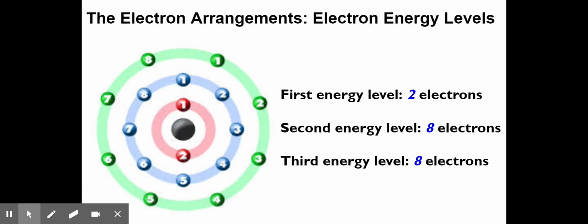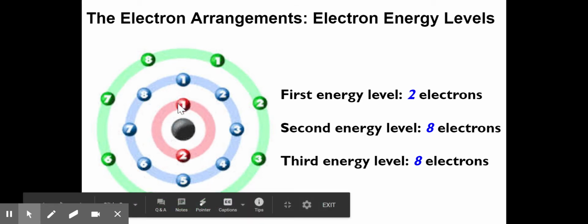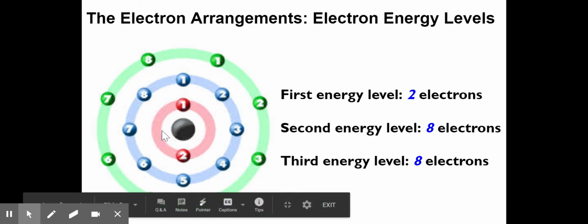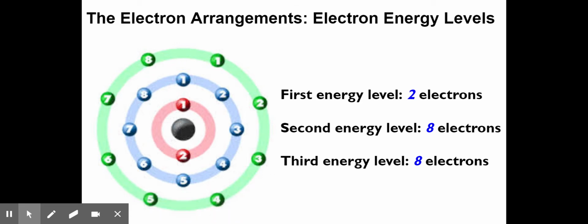And here's the rule for electron arrangement. The first energy level, the red one, can only hold a maximum of 2 electrons. The second one, the blue one, can hold 8 at the maximum, and the green one has 8 as the maximum. So we call it the 2-8-8 rule. It's like parking lots: when it's full, you cannot put any more. They must go to another, higher level.